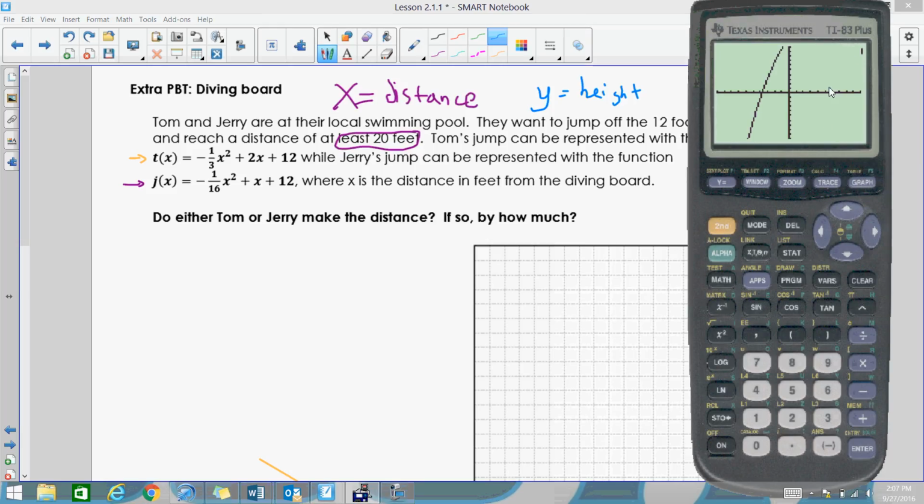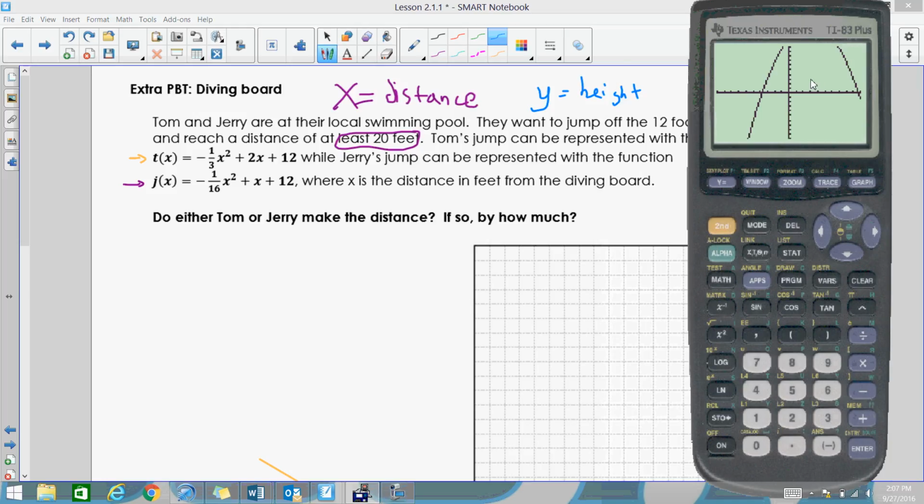All right. And notice, oh, you can see something. Now, here's the deal. We can already answer this question because in the window, all right, notice my x max is 10. This is a standard 10 by 10 window. When you reset your calculator, it's a standard 10 by 10. I can see in the graph that Tom, I can see where it lands. It's definitely before 10. So I know Tom is a no-go.